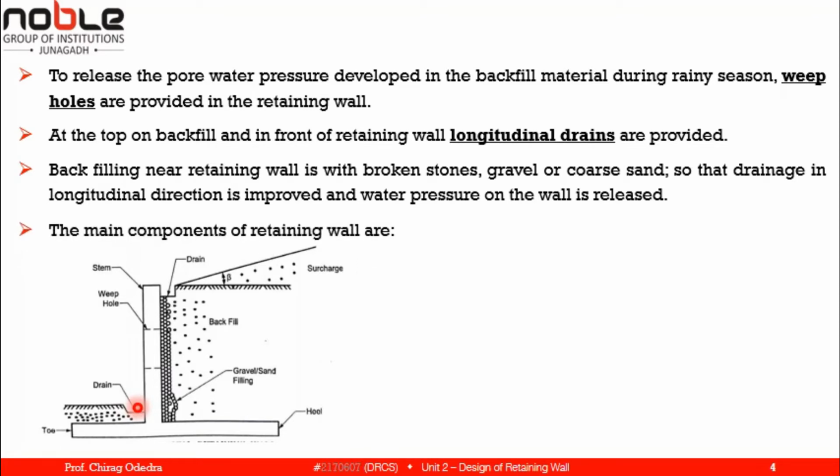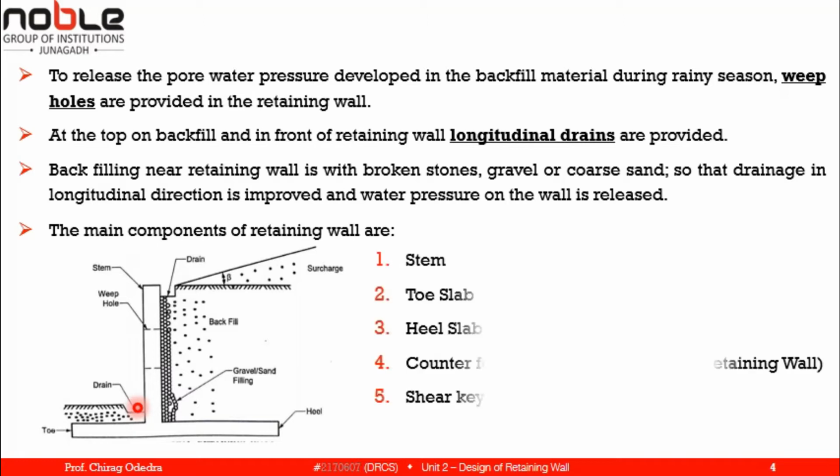So the main components of a retaining wall are stem, that is this vertical portion is called stem, toe slab and heel slab. This horizontal portion is called slab. The portion on the other side, opposite to the backfill, is called toe slab, and this portion on the side of the backfill is called heel slab. And the fourth and fifth ones are counterfort and shear key. We will see these two later on in this topic.